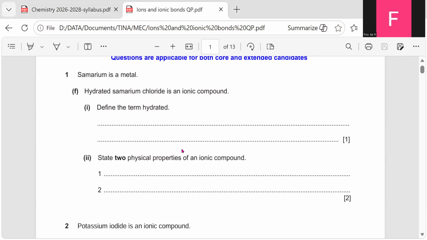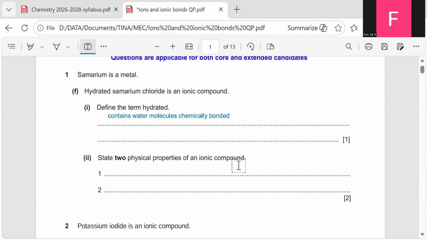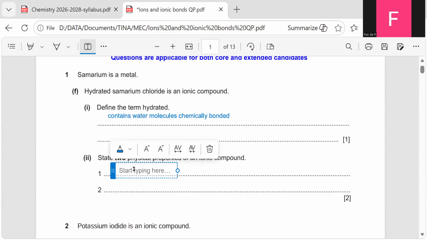All right, what is the term hydrated? Okay, hydrated, this one you will learn later on, but I write down for you. So contains water molecules chemically bonded. Okay, hydrated means there's water inside. The water is chemically bonded. Okay, this obviously is the most common question because we've done it so many times already.